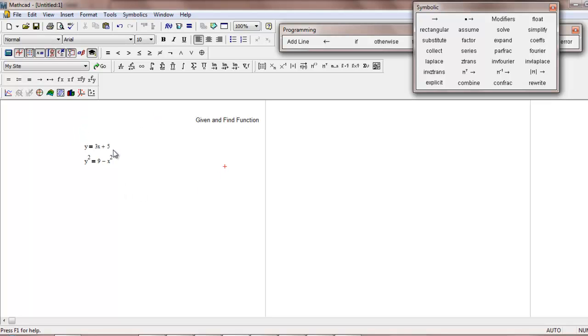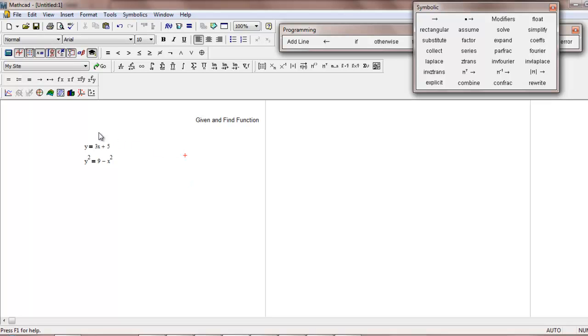Consider we have two equations where y is equal to 3x plus 5 and y square is equal to 9 minus x square, and you just want to find the intersection point of the straight line and this circle. This is a basic example, and please note that the equal to sign is the Boolean equal to sign, which you get by pressing Control and equal to at the same time. Okay, so let's start.